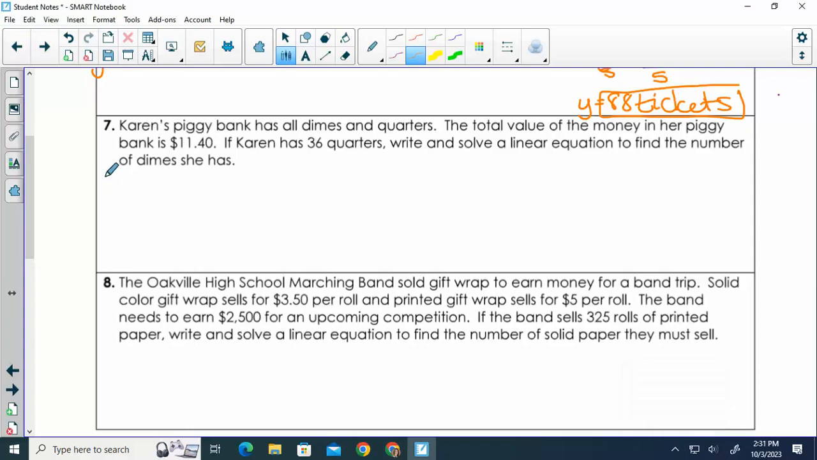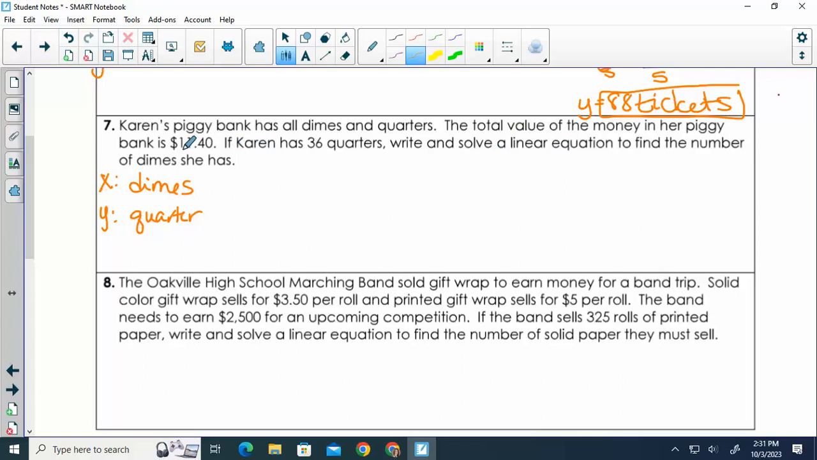So x and y are your two things that we don't know. What are those things? Dimes and quarters. It doesn't matter which is which. I see people both ways, so I could make my X my dimes and my Y quarters, or if you have it flipped, that doesn't mean you're wrong. That's fine. That's why we write out what X and Y are.